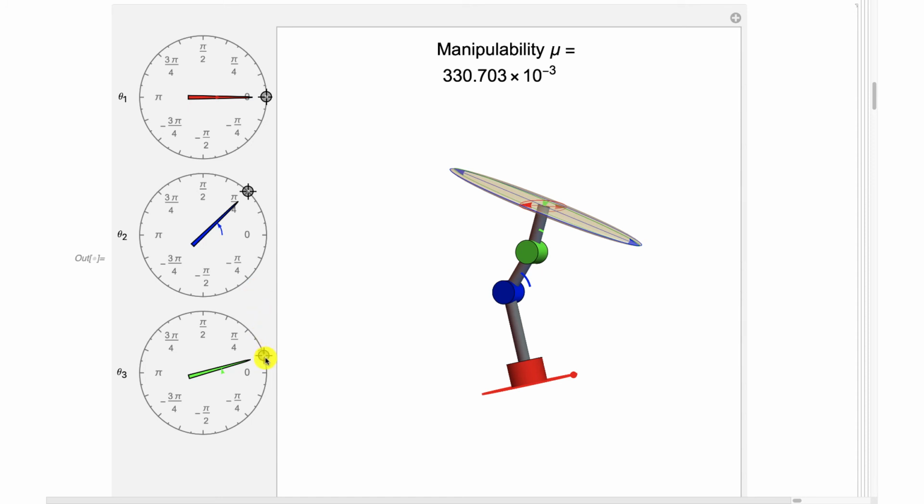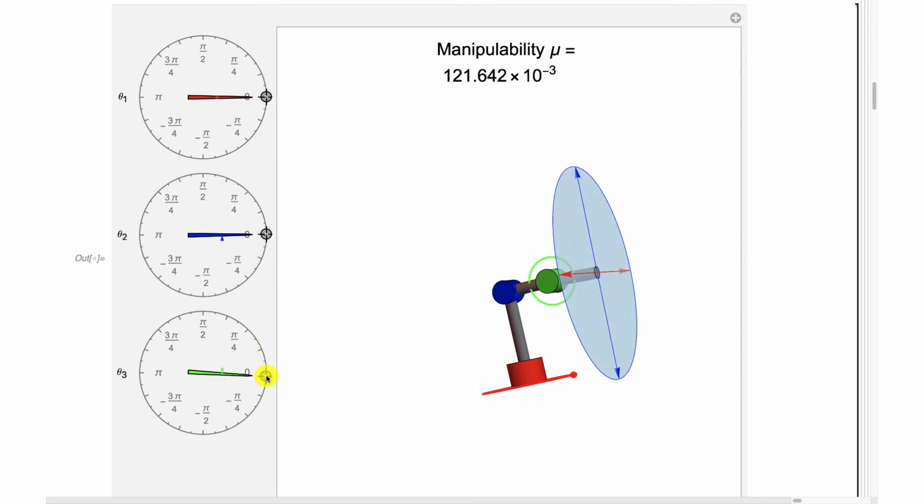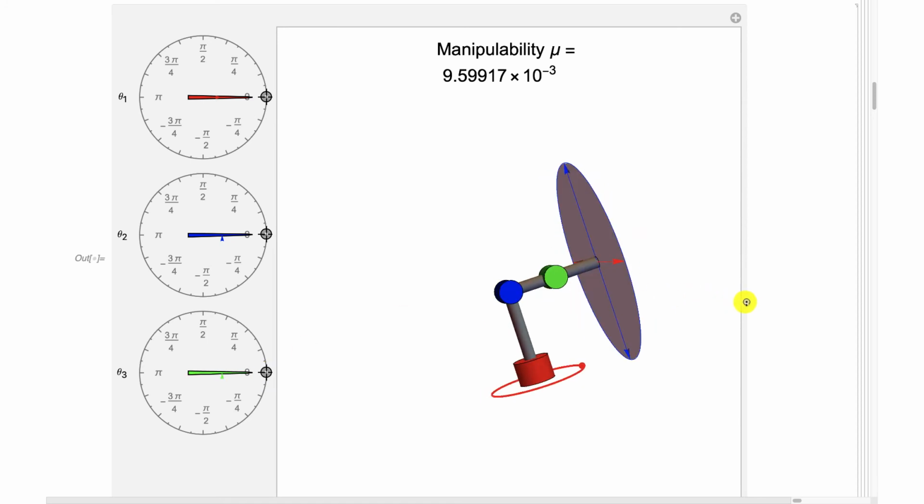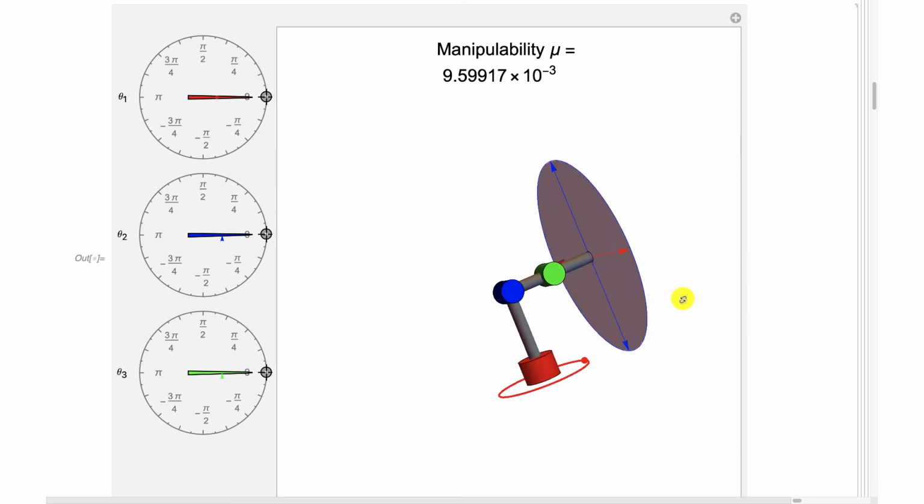You can also get into that singular set if we had this one off to the side here, and then have this one locked in the elbow out position. See that now we've got this singular set here, where it's almost flat here. There's no volume to that.